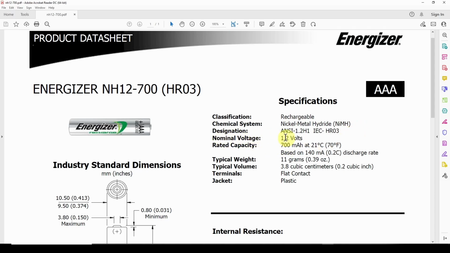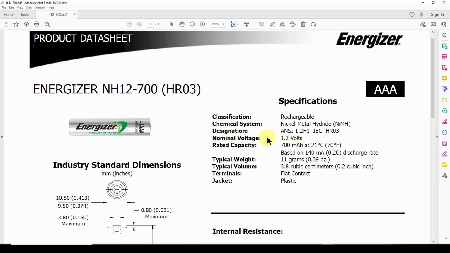You can see nominal voltage 1.2 volts, rated capacity 700 milliampere hours at 21 degrees C. So it depends on the temperature. Again, this is a chemical device, so it depends on temperature. And that is based on a rate of discharge of 140 milliamps of current. So you can see this is starting to get kind of confusing. And as with most things in the technical world, it depends. It's not a simple device.